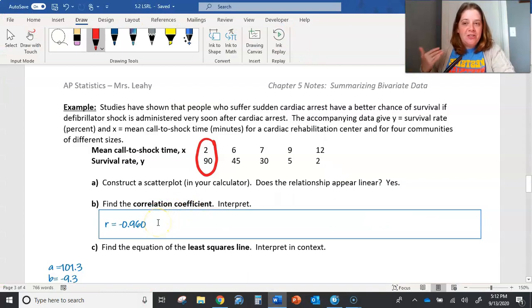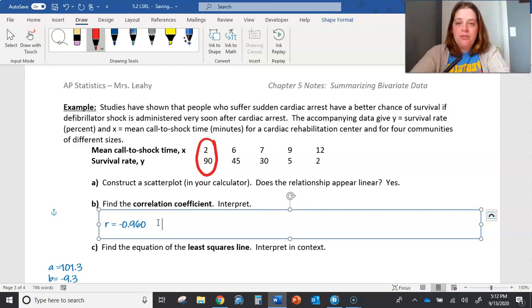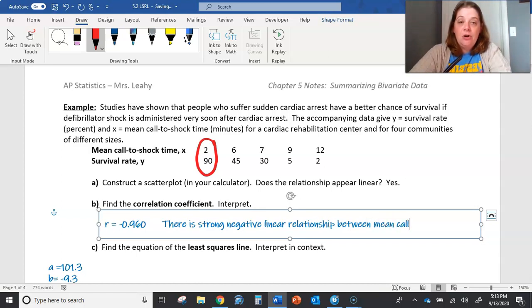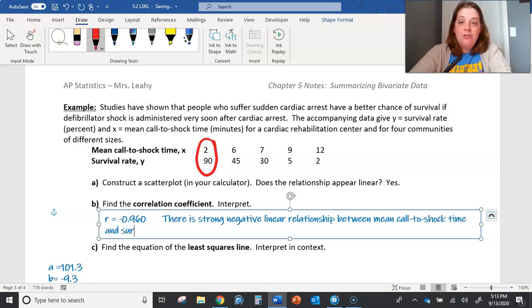It says find the correlation coefficient. That's R. So we read that off the list. Negative 0.960. So it says interpret. So I'm going to say there is, now this is a negative, okay, but its absolute value is greater than 0.8. So we're going to say there is a strong negative linear relationship between, and I'm going to write mean call to shock time and survival rate. Okay, there's a strong negative linear relationship. That's what that R interprets to.